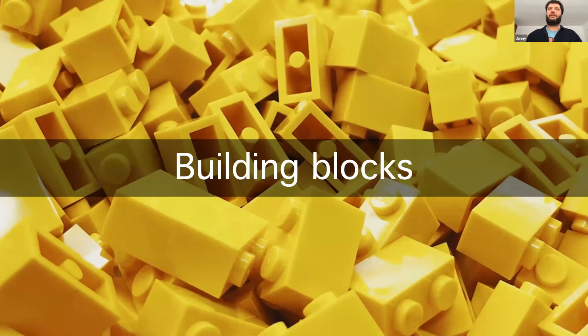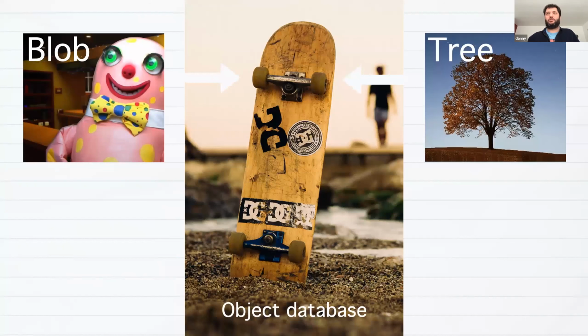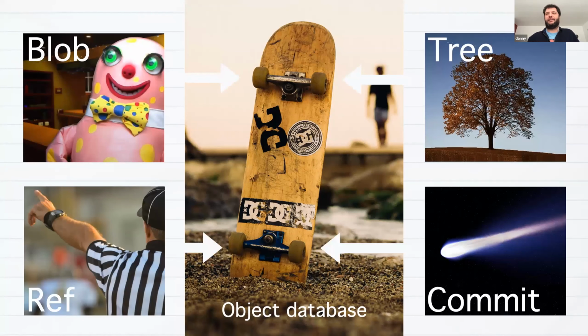So let's talk about the building blocks of Git. What is Git under the hood? Git has an object database in which it stores all its information. And there are 4 types of objects, the 4 wheels of our skateboard. There's a blob, a tree, a ref, and a commit.